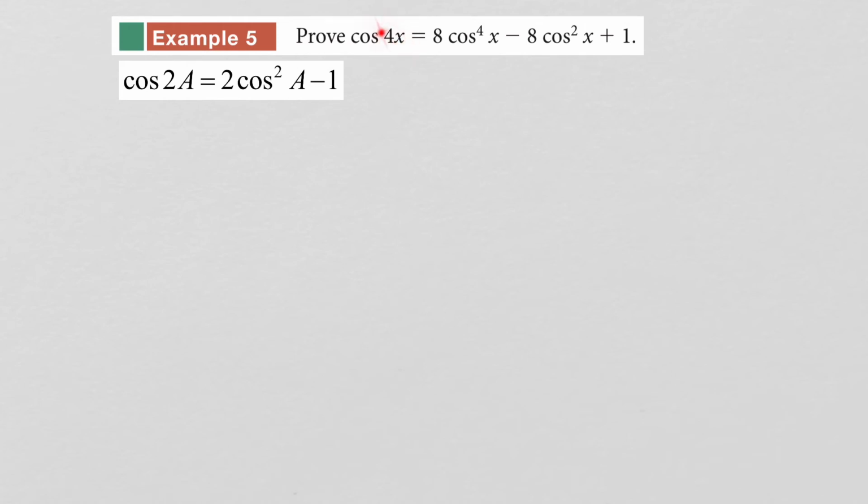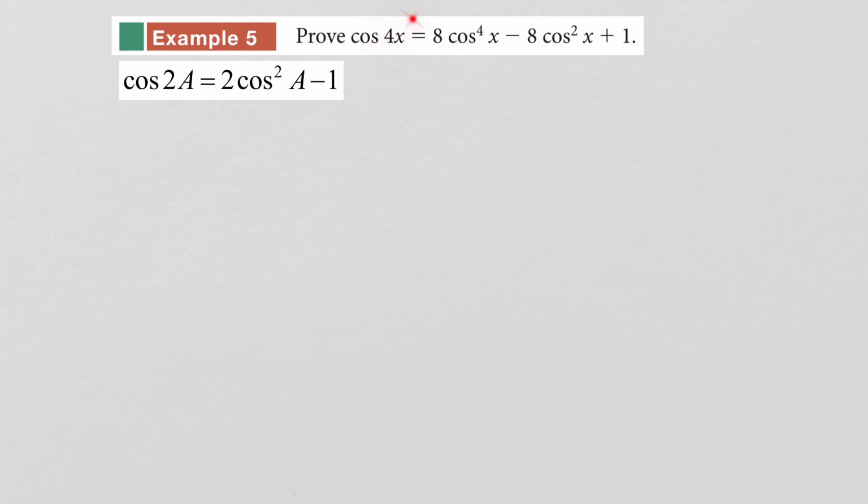So if we're going to reduce the angle 4x down to the angle x, we have to take a formula that does that reduction for us. So the cosine of 2a is equal to 2 cosine squared of a minus 1. This reduces a double angle down to a single angle, if you will.